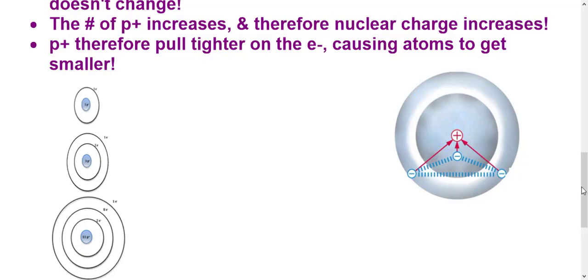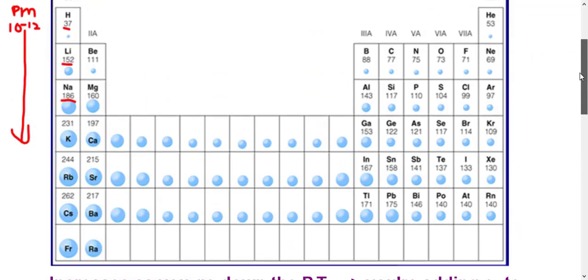And so they're going to be pulled tighter. So if we go back up here, as you go across, the size is going to get smaller because you're adding electrons at the same distance. However, you're adding more protons from left to right. More protons are going to cause those electrons that are also being added to be pulled in tighter. So size increases as you go down and decreases as you go across.